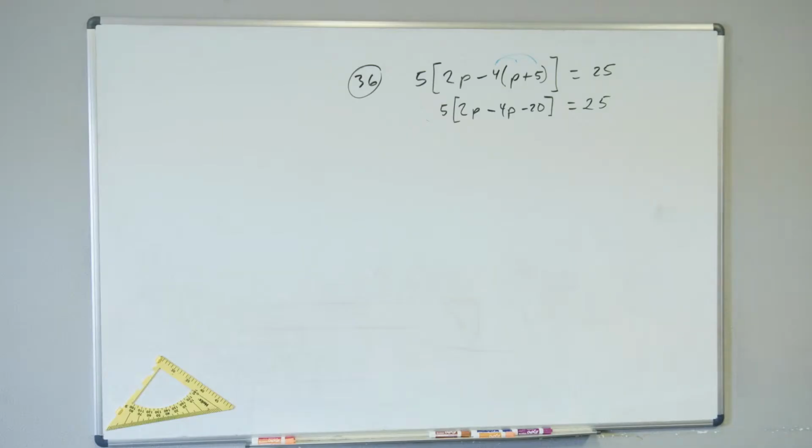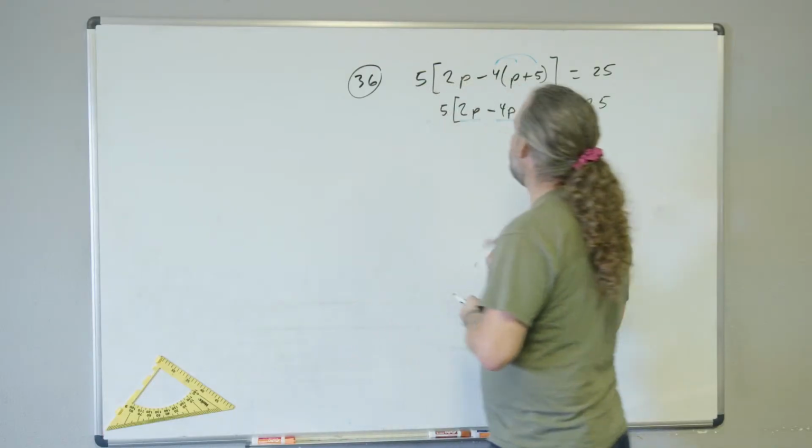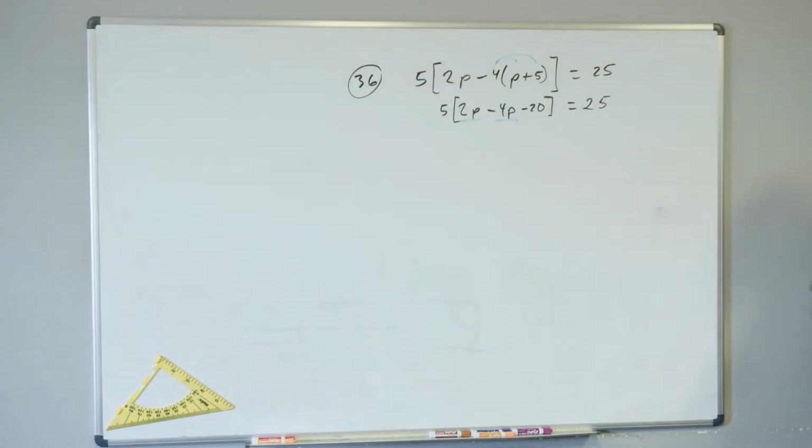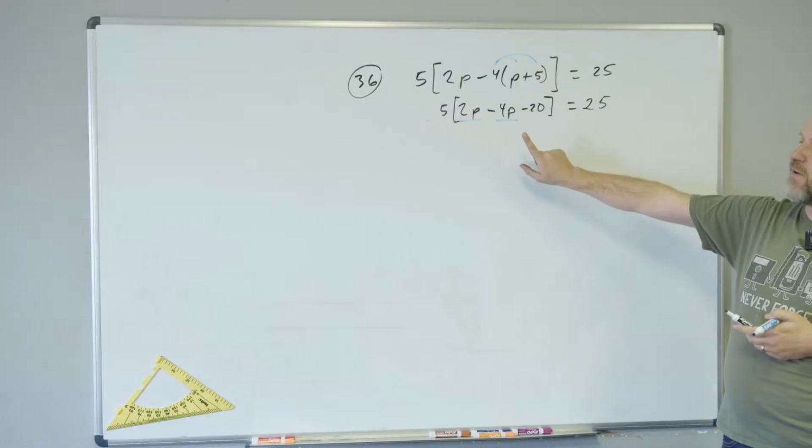I mean, I would have divided by 5 first. But anyway, continuing. What should we do next? I thought you said addition was better. Not on this problem. What should we do now? Combine like terms. Where are they? 2p and negative 4p. What is 2p minus 4p? Negative 2p. The signs are different. You subtract and keep the sign of the bigger one, right?